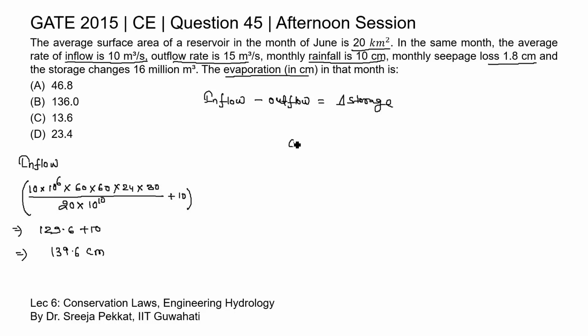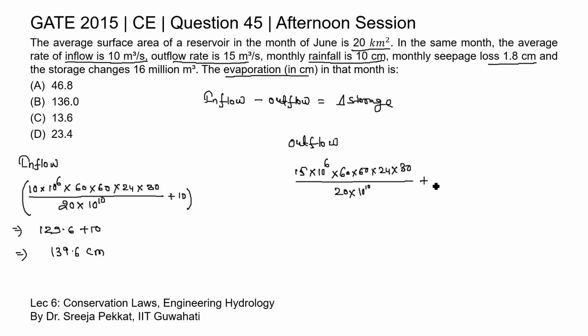Now, outflow. Outflow is given as 15 m³/s. Again, just convert it into depth. So, 15 into 10^6, which is in cm³ per second. It is multiplied by total time, which is 60 into 60 into 24 into 30. This is total volume, just divide it by total area, which is 20 into 10^10 cm². So, this is the outflow rate, plus the seepage loss.